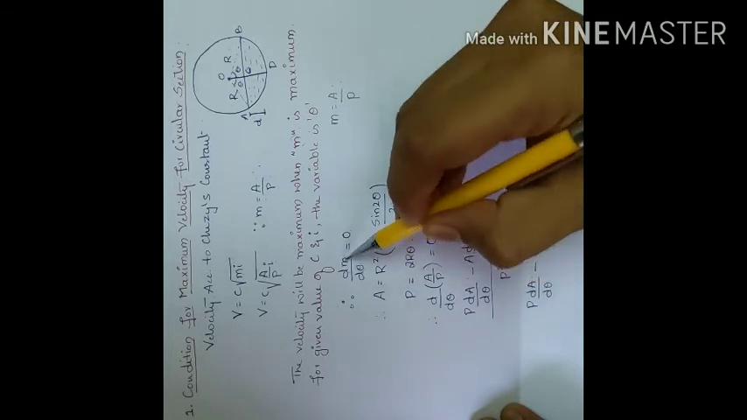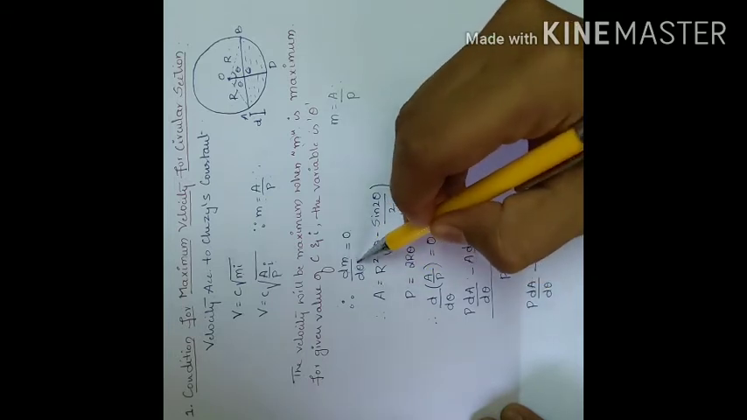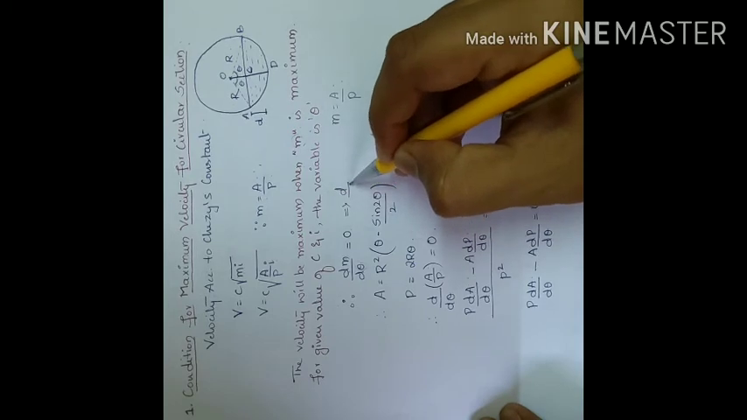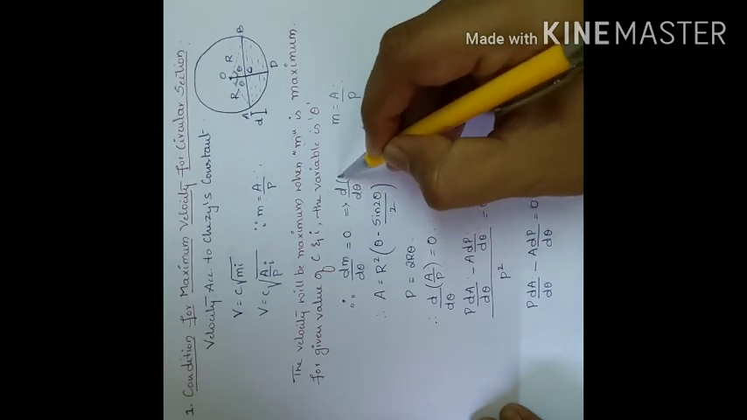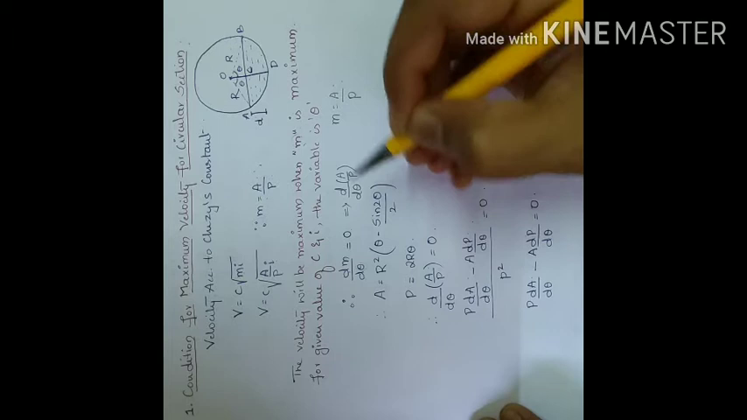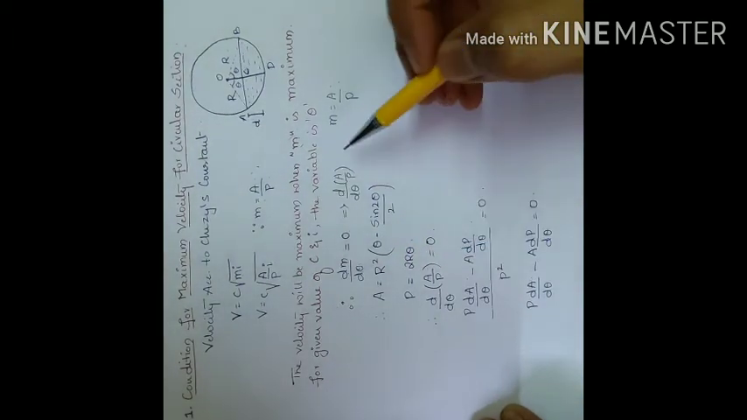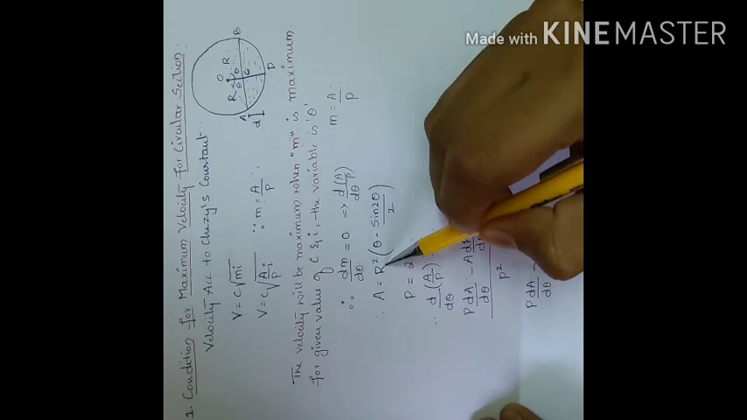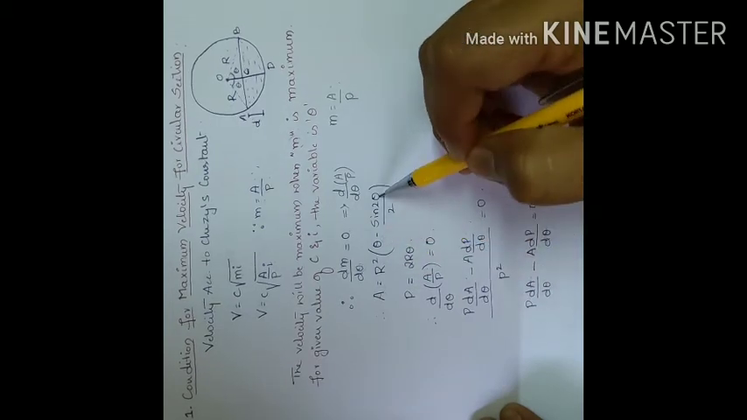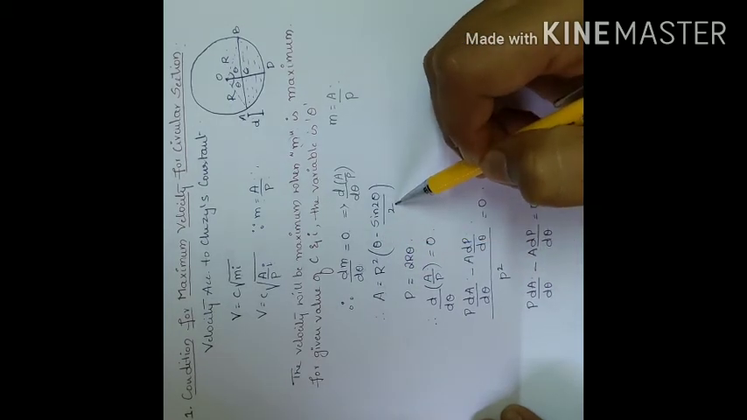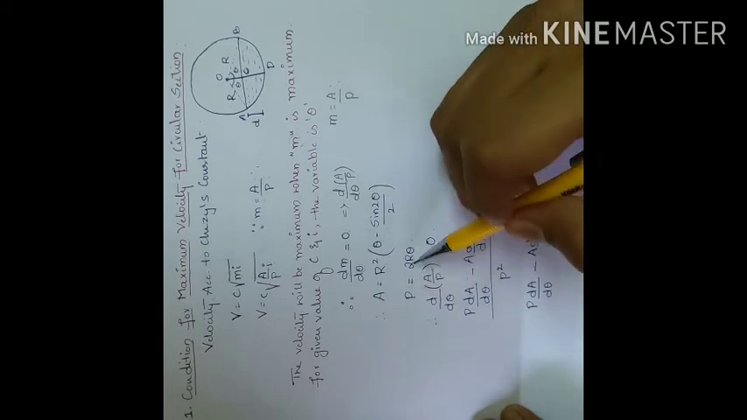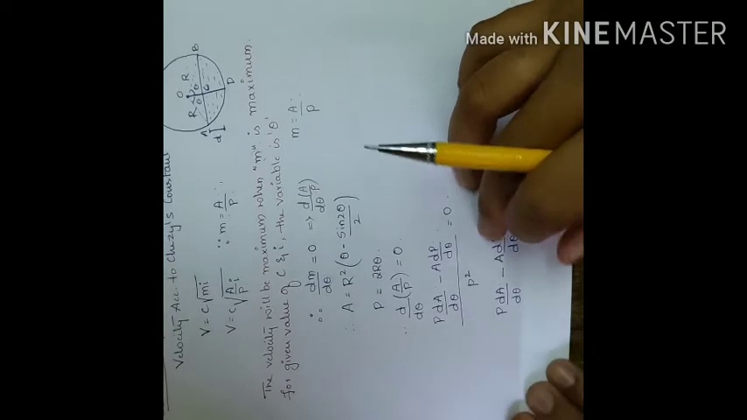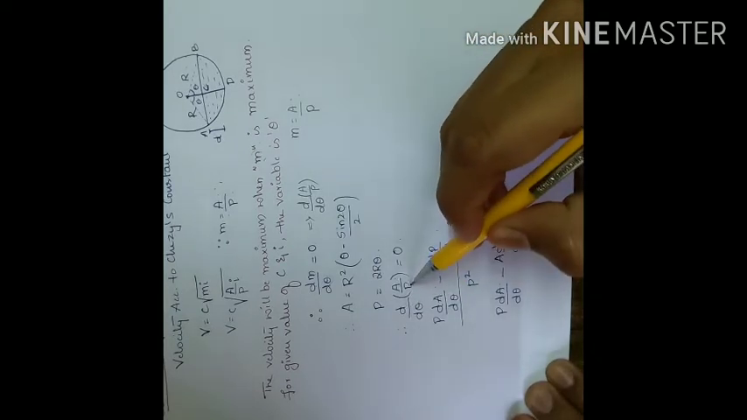Now we know that m is nothing but A upon P, so instead we need to do d by d theta of A upon P. Instead of m, I have written A upon P. Now what is A? A is equal to r square into (theta minus sine 2 theta by 2), and the wetted perimeter is equal to 2r theta. Now, considering the condition for the maximum velocity, A upon P.